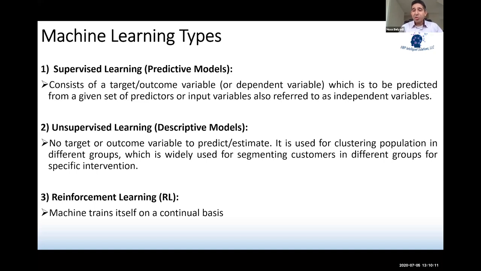And then the last one is reinforcement learning. Reinforcement learning is just the machine trains itself on a continual basis. One thing to also remember, there's something called semi-supervised learning. What that means is you have a data set that is not labeled. You first use an unsupervised clustering technique to cluster the data. And then once that data is clustered, that clustering column can be used as the output into a supervised machine learning model. So it's a combination of unsupervised and supervised.